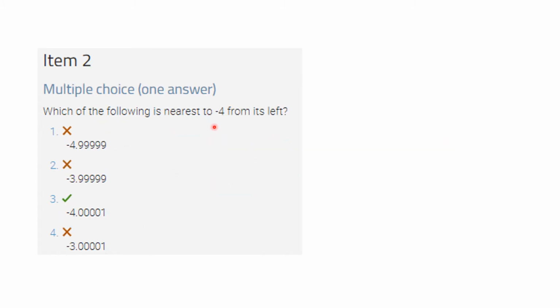Which of the following is nearest to -4? In this case, -4 is a number. If this is -4 and this is -3, the nearest to -4, number 1, -4.999 is not nearest. Why? Because it is almost at -5. -3.999 is found on the right. However, we're looking for the left. -4.001, if this is -4, it is here, right? And it is found on the left, while -3.001 is on the left of -3. That is why the answer is the third option, -4.001.